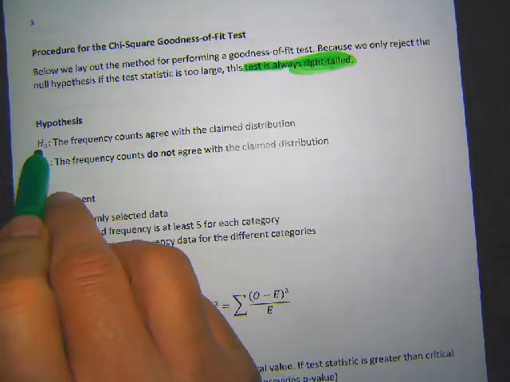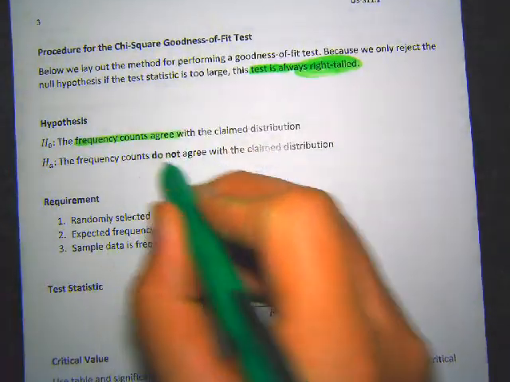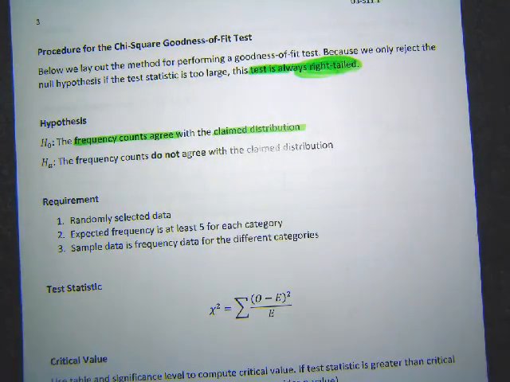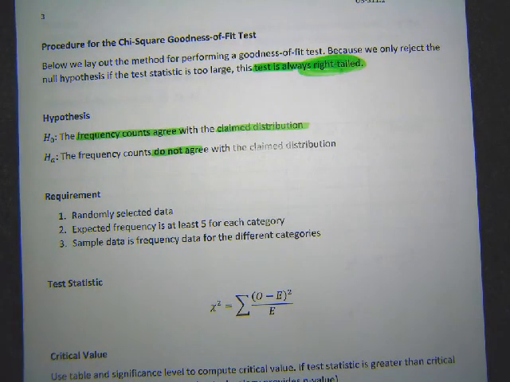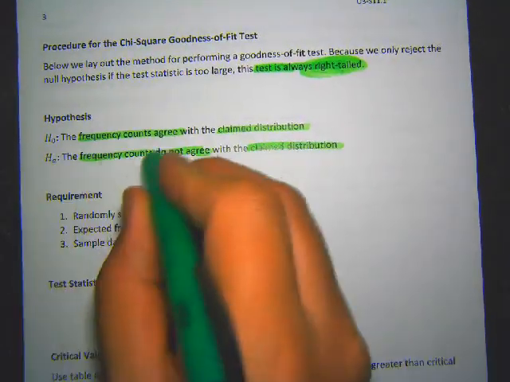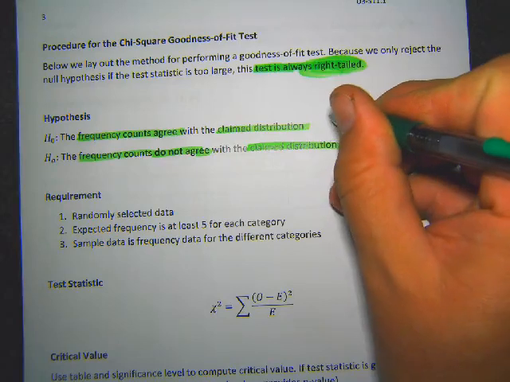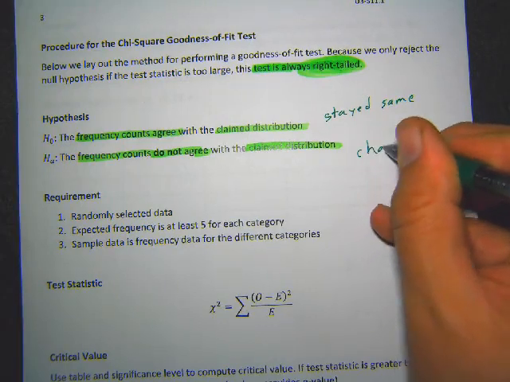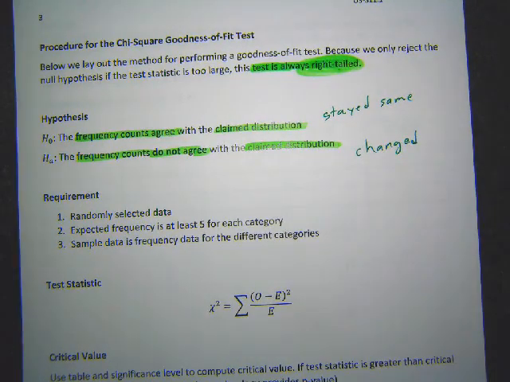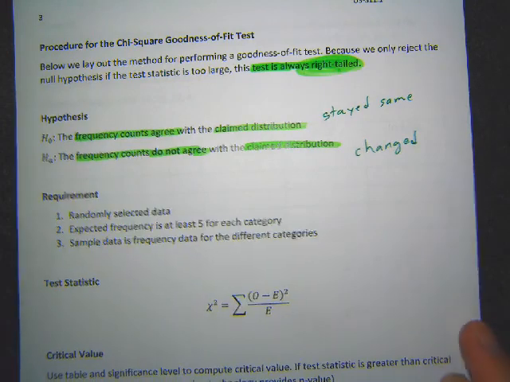The null hypothesis is that the frequency counts agree with your claim distribution, or with your expectations. So the numbers still match what they were before. Nothing's changed. The alternative is that they do not agree, basically saying that the frequency we just calculated when we collected the sample doesn't match what we expected. So it does not agree with the claim distribution. The alternative is going to be proving that things have changed. It's different from what we expected.